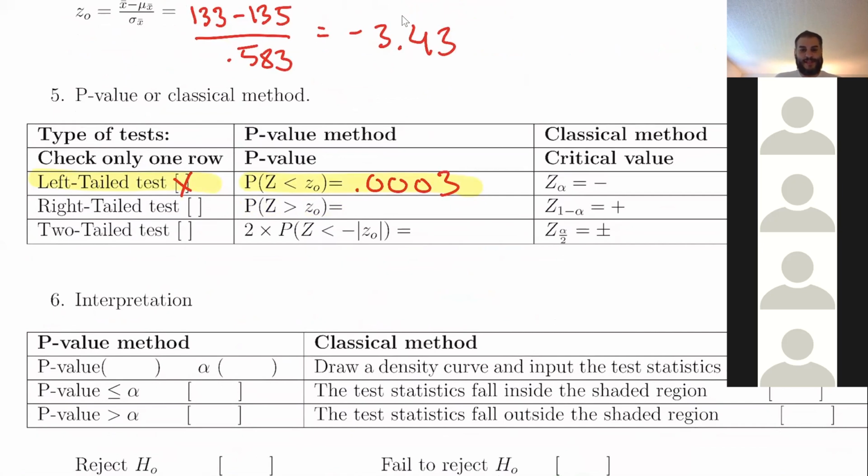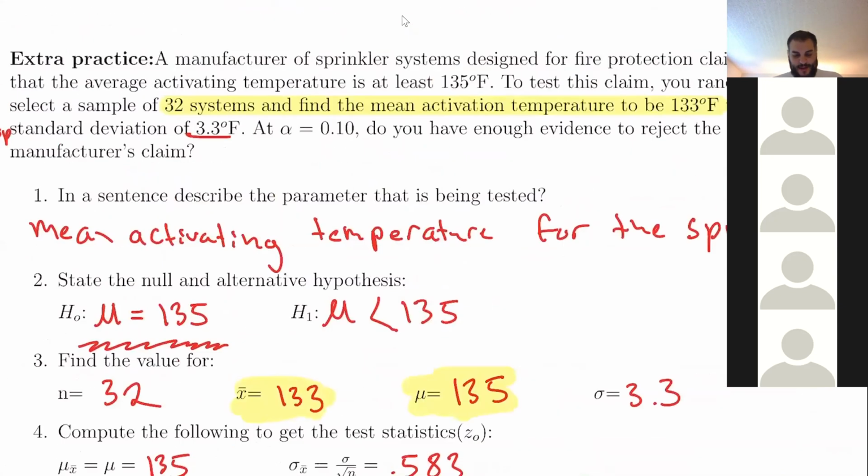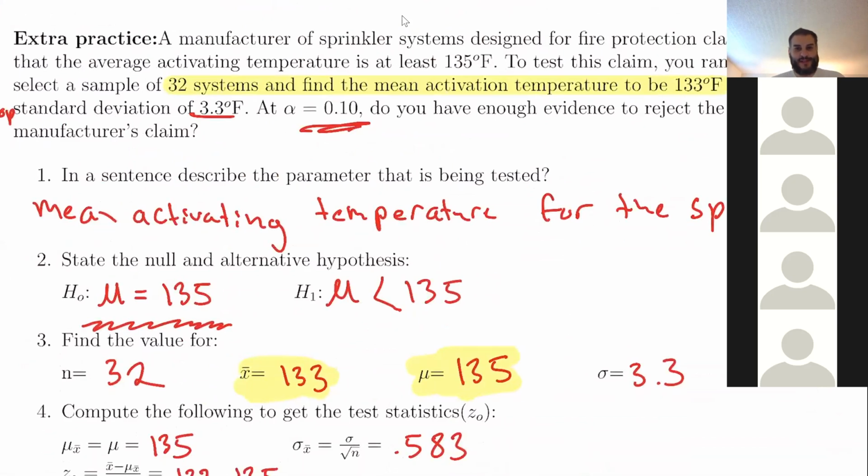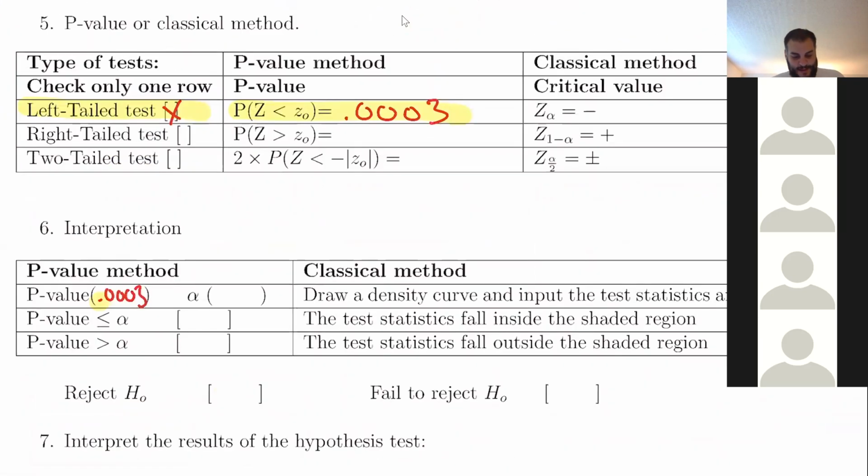For step number 6, we have the p-value, which is 0.0003. We have alpha, which they tell us is 10%, 0.10. If you look at which one's bigger, the bigger of the two will be alpha. So since alpha is bigger than the p-value, we conclude that we should reject the null hypothesis.